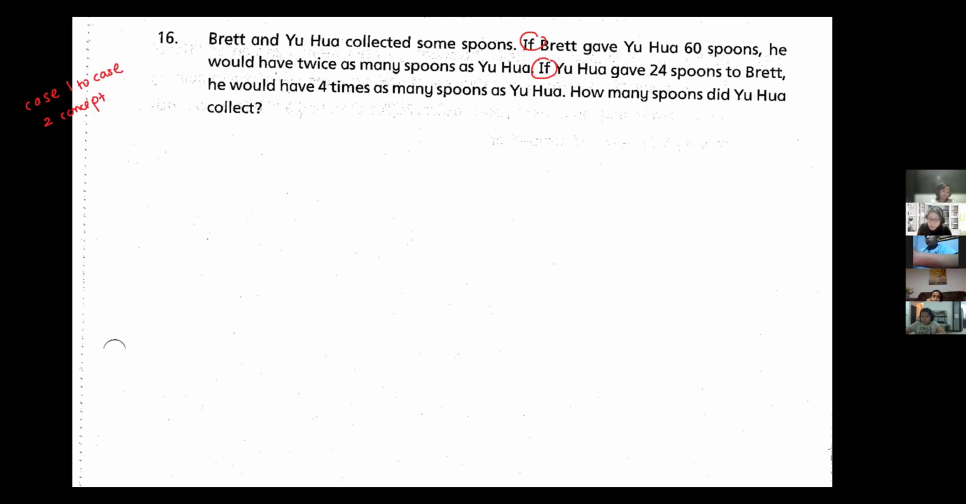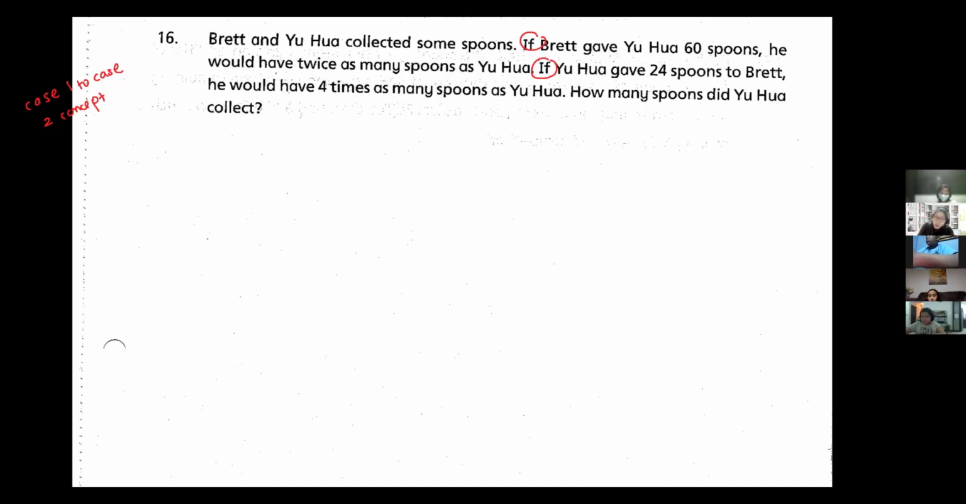But if the two ifs are without these keywords, excess or shortage, then you cannot apply the excess and shortage concept. This is the tricky part. Case 1 and case 2 is similar to excess and shortage because there are two ifs. However, in excess and shortage, the two ifs come with the keywords. In this question, you don't see any excess and shortage, so I cannot apply that concept. Instead, I can apply the case 1, case 2 concept.